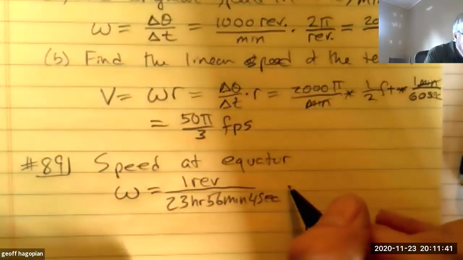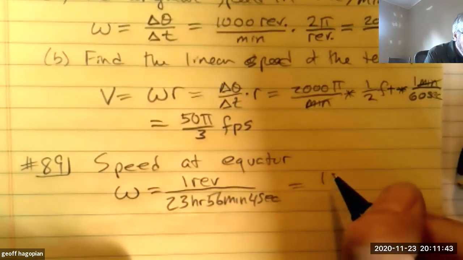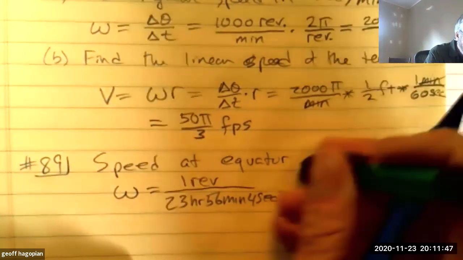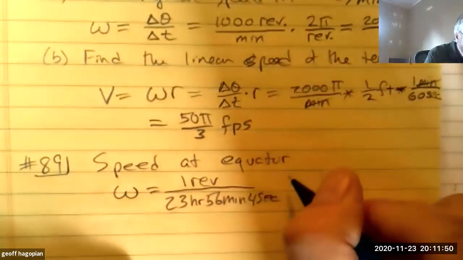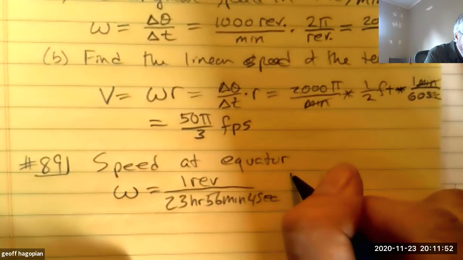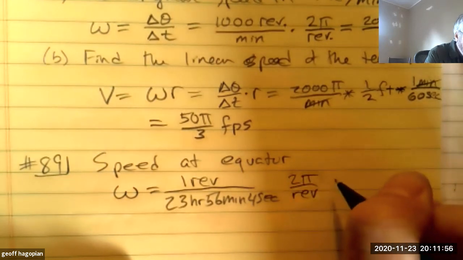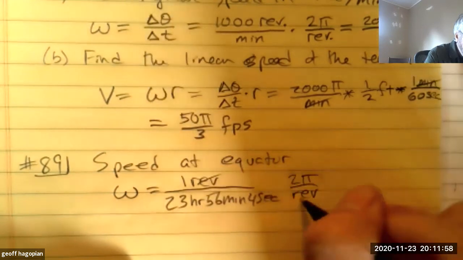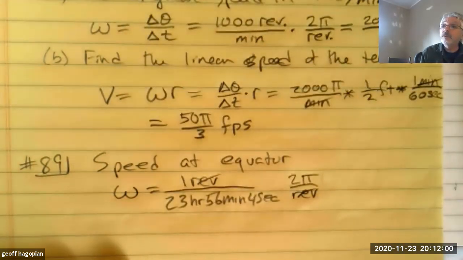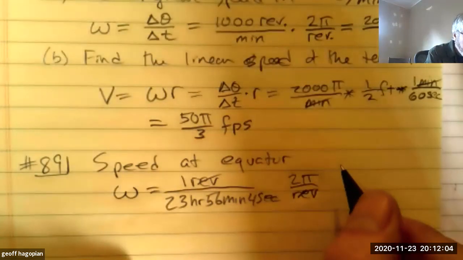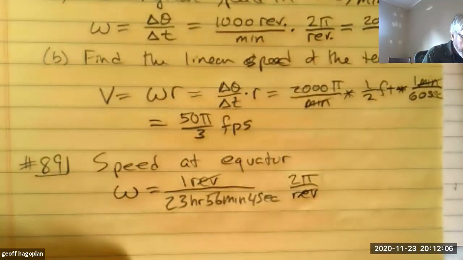So this is 1 revolution per that time. Oh, so we're going to need to multiply that by radians per revolution: 2 pi radians per revolution, right? So the revolutions will cancel out and we'll have radians. And then we're just going to have to convert this and then multiply by r to get the linear speed, right?